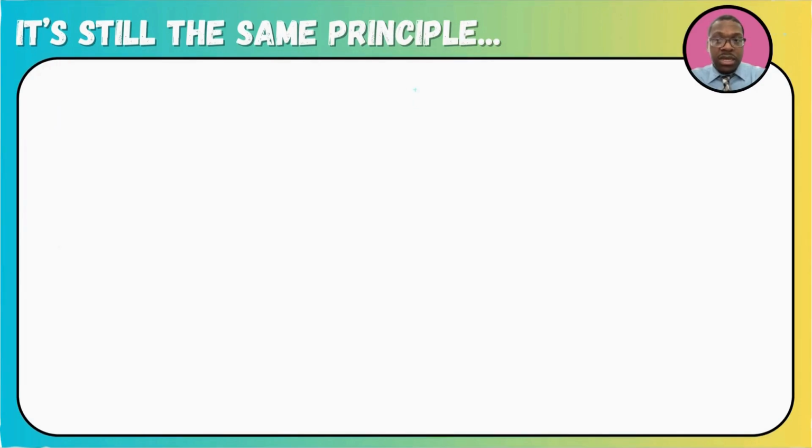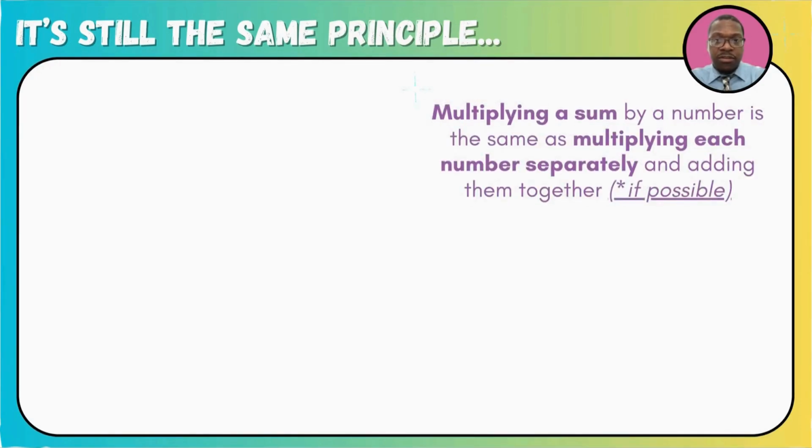We still use the same principle of distributive multiplication, where multiplying the sum by a number is the same as multiplying each number separately and just adding them together. Now, we want to put things together if possible. So I put a little asterisk there to let you know, put things together if possible, which talks about the principle of combining like terms. So let's look at the problem that we just saw.